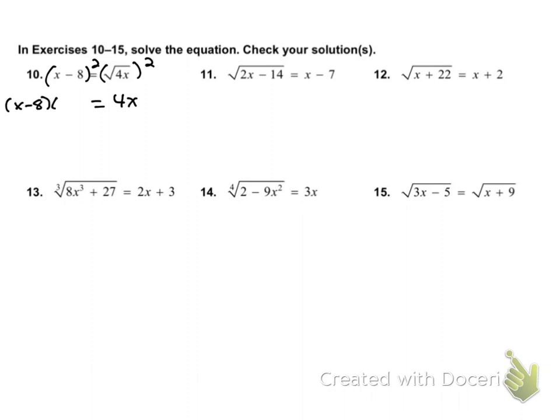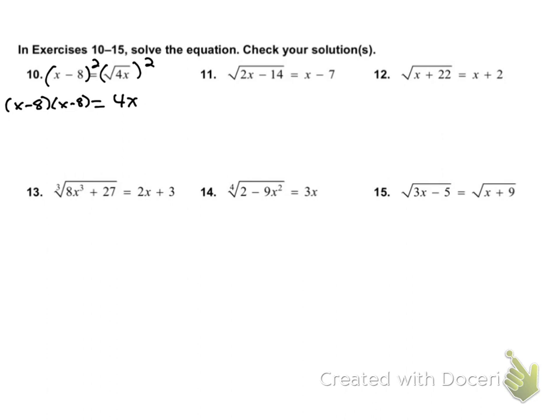Now the left side, x minus 8 squared, you're multiplying that together twice. You're not squaring each individual term, okay? So you have to FOIL that. Now, you can always FOIL.